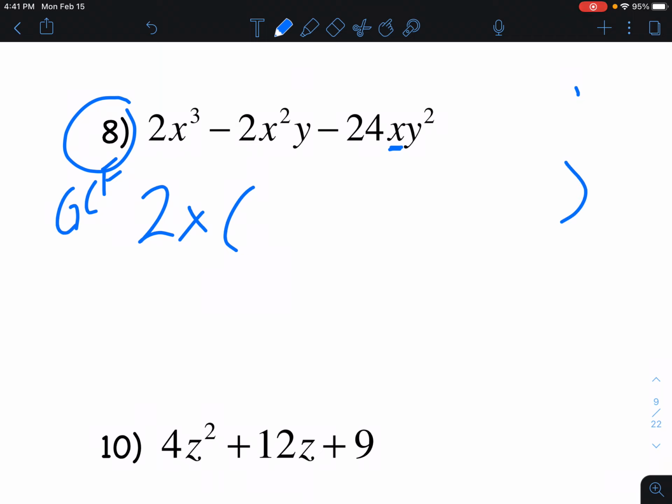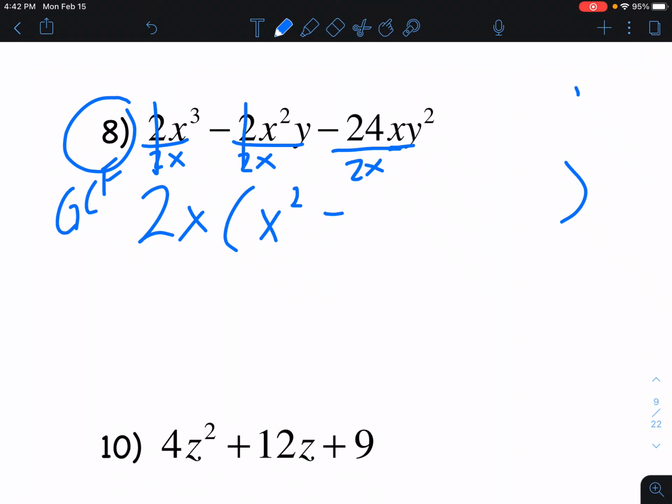Remember, GCF gets one set. And now we're going to divide everything by my GCF. This is called factoring out. We are factoring out a GCF. So here, 2's cancel, become 1. X to the third divided by x is x to the second. So there's your 1x to the second. Then bring down your minus sign.